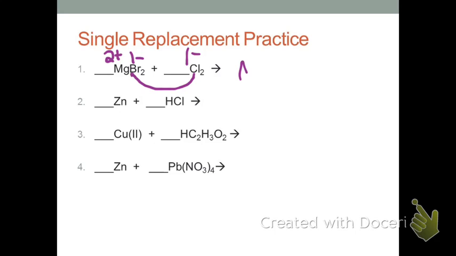Switch them out. Magnesium goes first because it's positive. Swap and drop with the chlorine, and you end up with MgCl2. And now the bromine's by itself, and because it's diatomic, it requires the 2 as well.